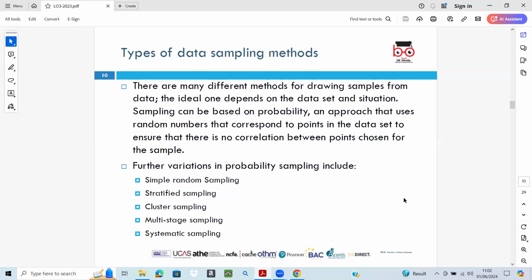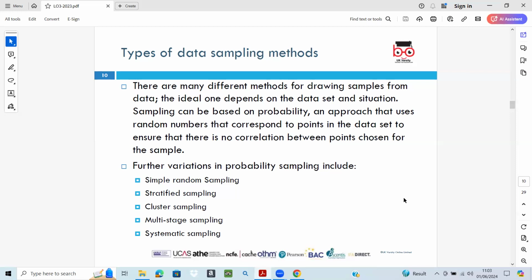That is the first aspect. So we have some variations in probability sampling. We have simple random sampling. If we discuss simple random sampling, each data point in the population has an equal chance of being selected. This is a straightforward and commonly used method, ensuring a truly random sample.